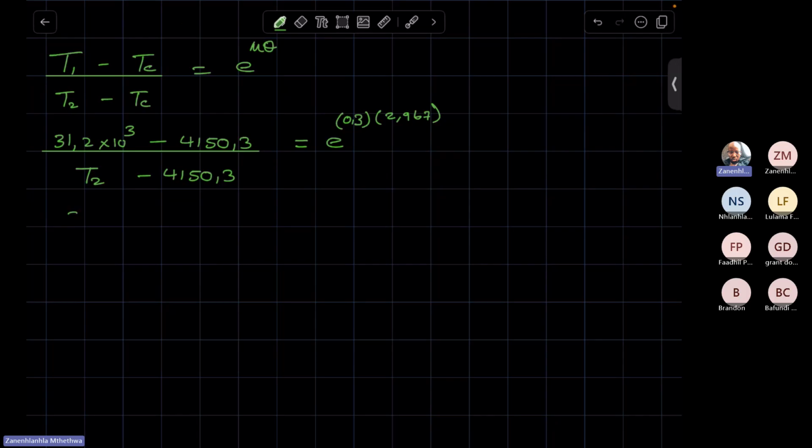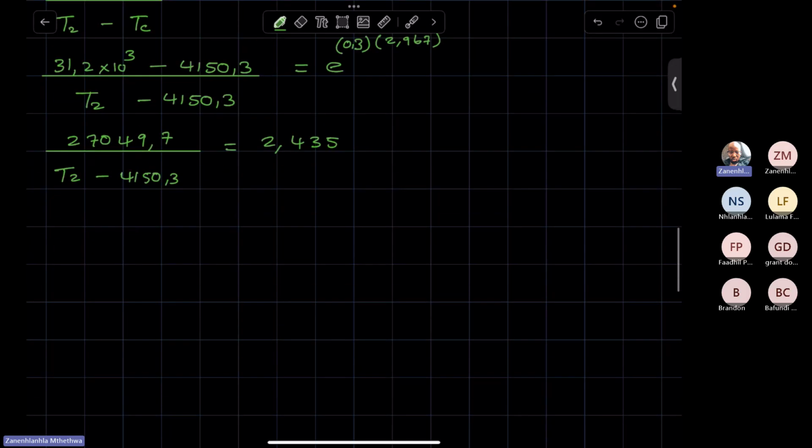So I'm getting here 27049,7 divided by T2 minus 4150,3 is equal to, now the right hand side is e to the exponent 0.3 times 2,967. This side I'm getting 2,435. The angle of wrap was 170 degrees, and I'm just making sure I have the right angle of wrap in radians: 2,967, yes.